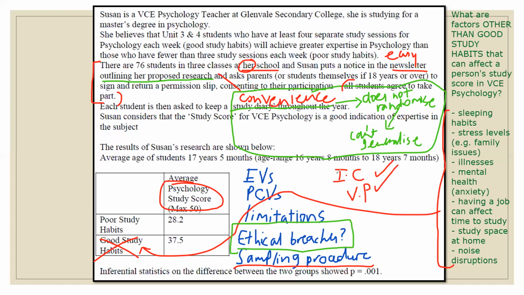Is there any way, guys, you think that a study like this, which seems pretty harmless, could potentially maybe cause some harm to any of the groups of participants there? Okay, if you were in this study and you were in the poor study habits group, how do you think that might affect you, being forced to engage in poor study habits for the whole year until you get your study score?